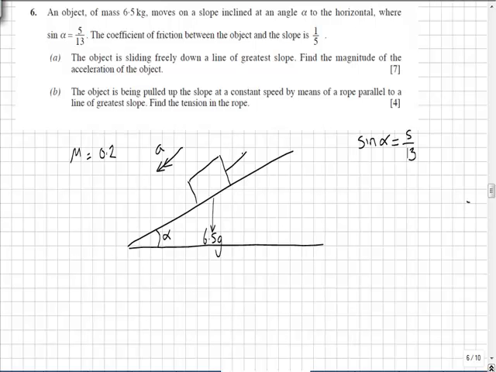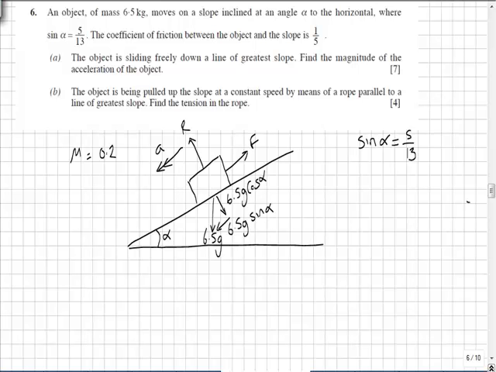We have a frictional force trying to hold the object on the plane and stop it moving. And we also have components of the weight both perpendicular to the plane, which is 6.5 g cos alpha, and parallel to the plane of 6.5 g sine alpha. We also have reaction to take into account, which will help us calculate that frictional force.